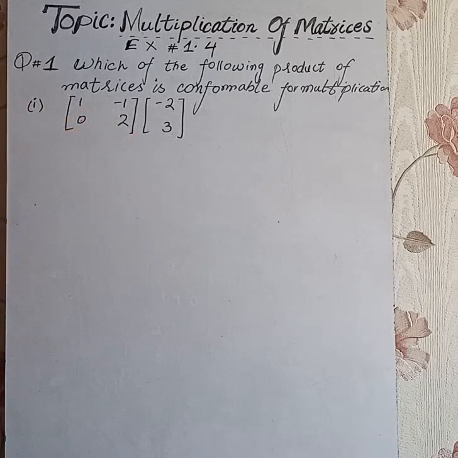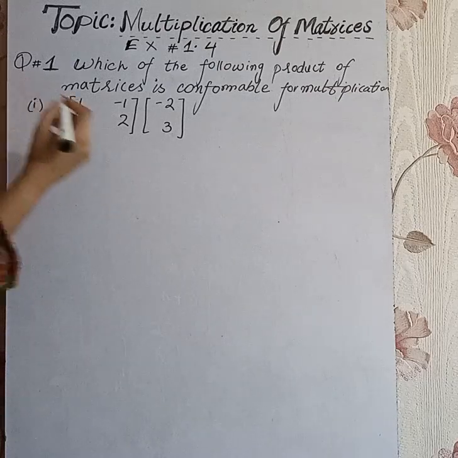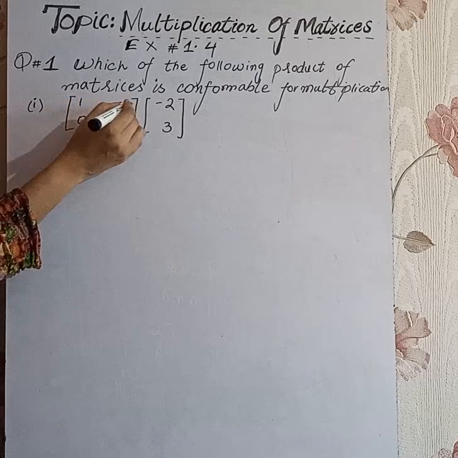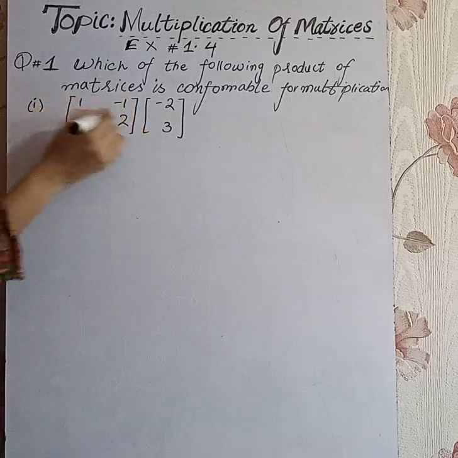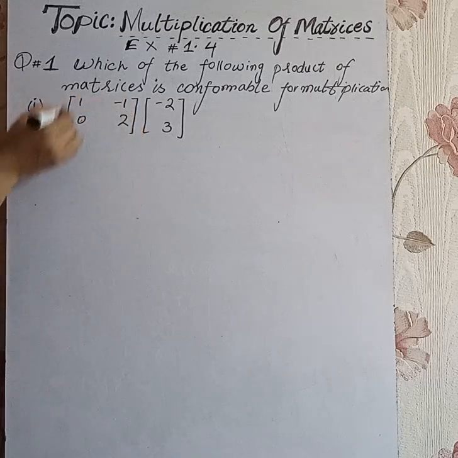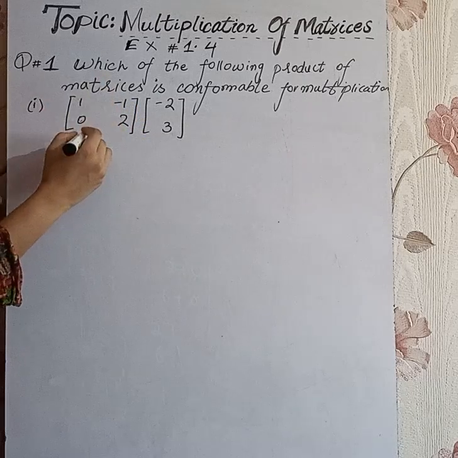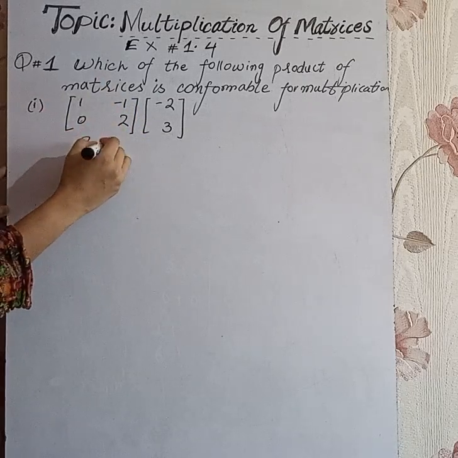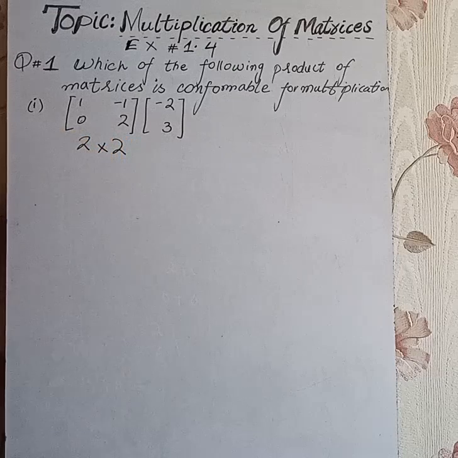So first, what will we have to do here? We'll just have to know the size, the order, of the matrices. What is the order of both matrices here? First, we will have to judge how many rows this first matrix has. 1, 2. How many columns does it have? 1, 2. So its order is 2 by 2.